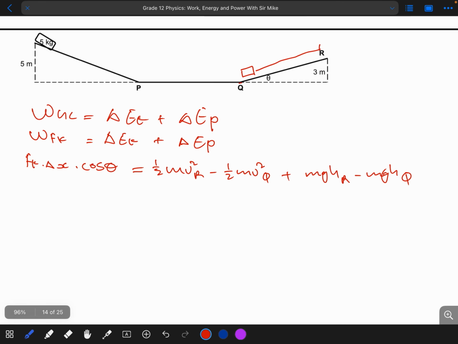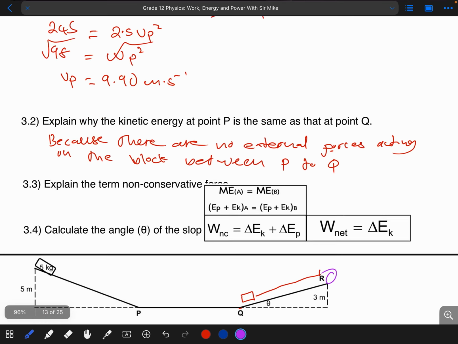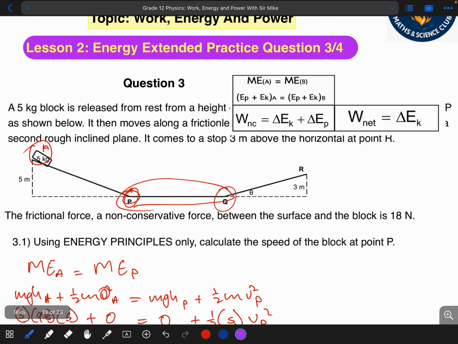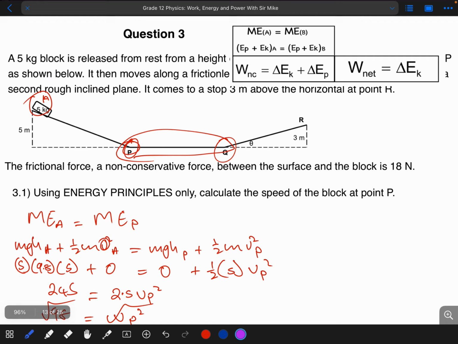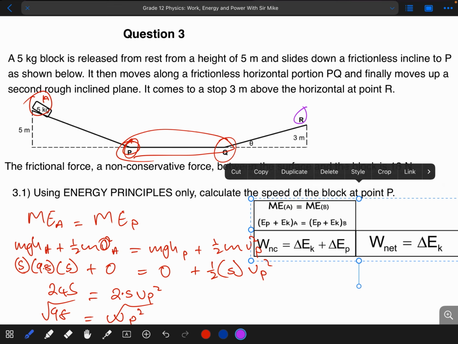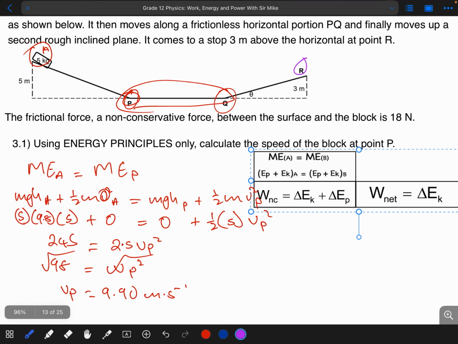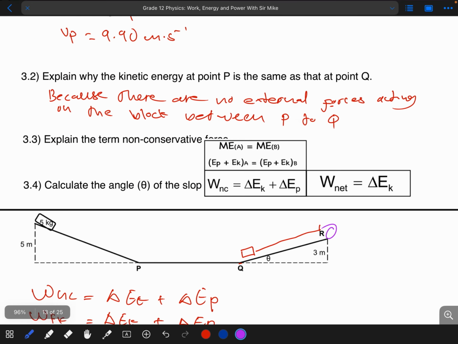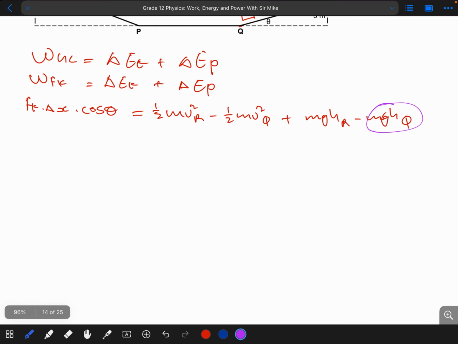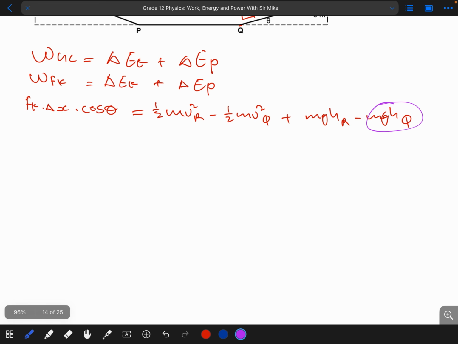Now what you must note is that these two are simply going to give us 0. Why? Because when this object reaches point R, they told us that the object actually stopped right when it reached that point. I think they said that somewhere in that statement. So for these two, we're simply going to put zeros there.